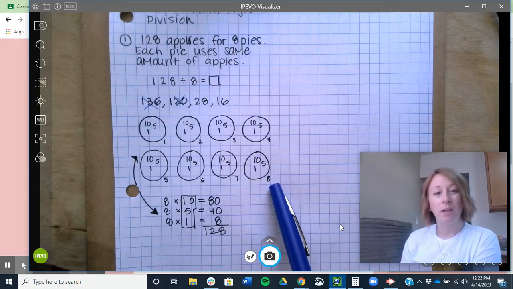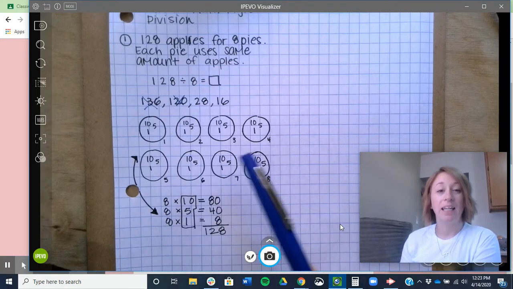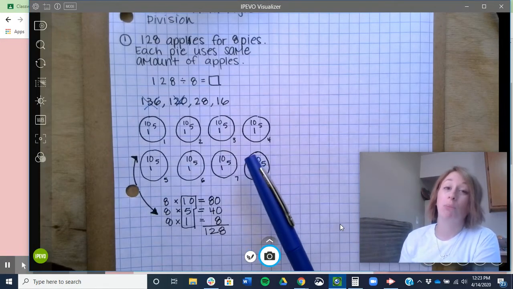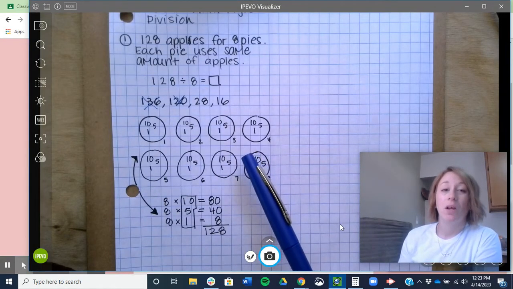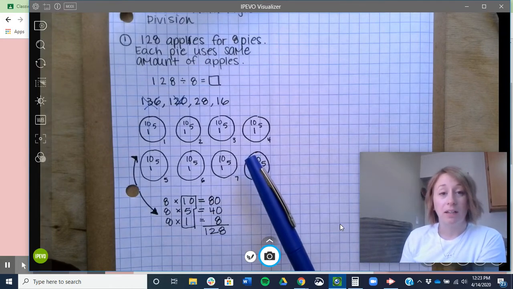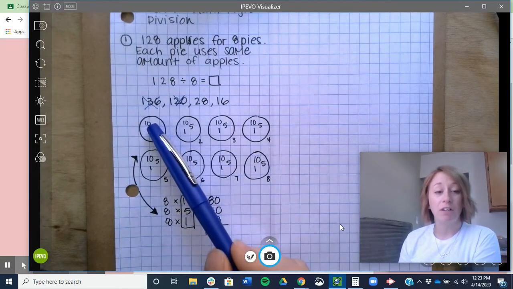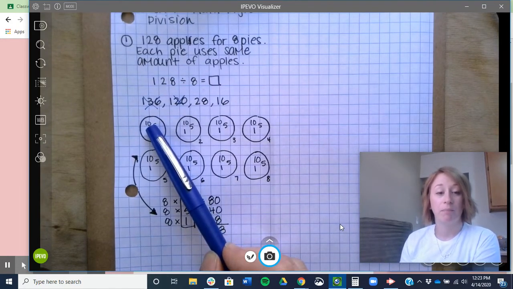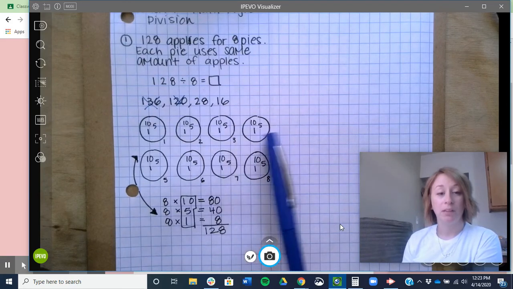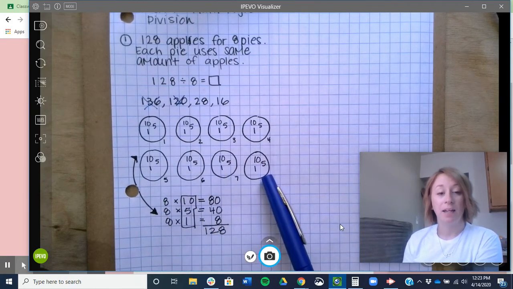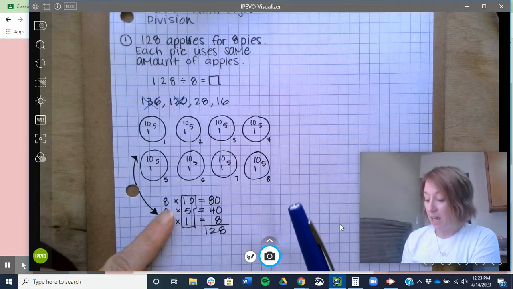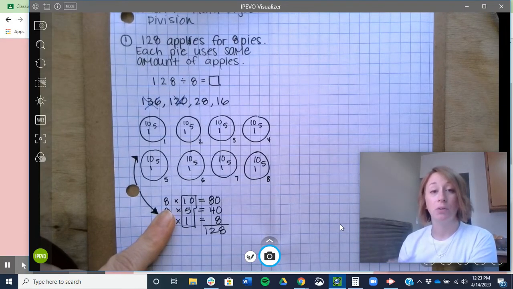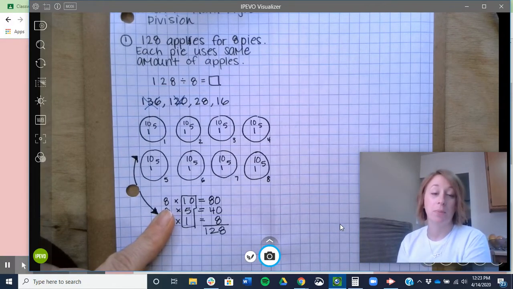Then I thought about giving each pie an equal number of apples. Well, if I started with 1, that would take me a really long time. Thinking about the work that we started last week and this week, I started off with multiples of 10, specifically just 10. I wrote 10 apples in each pie. Then I wrote a number sentence to match each step so that I wouldn't lose count of all the apples I was putting in each pie.